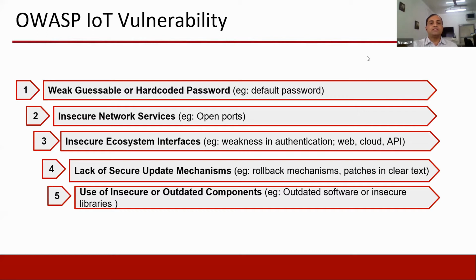The fifth vulnerability is the use of insecure and outdated components. It has been observed that most IoT devices run on outdated software which is not patched. They make use of insecure libraries, which gives an open area for attackers to compromise the devices.